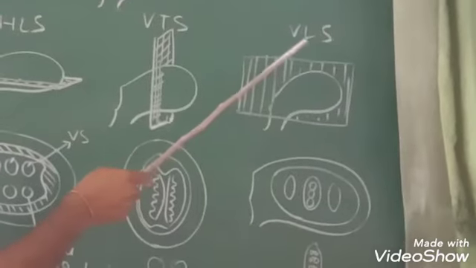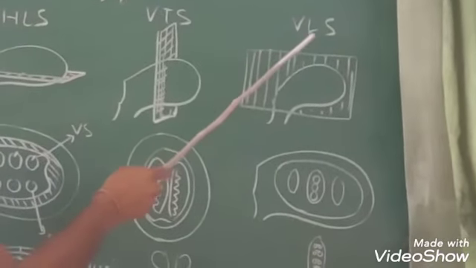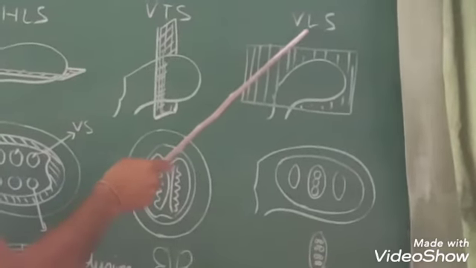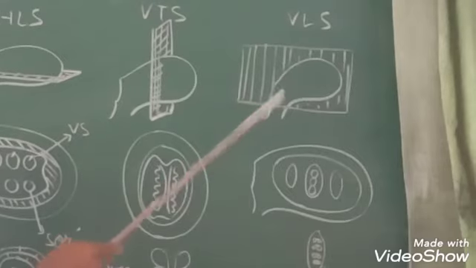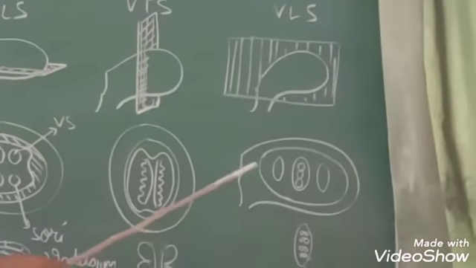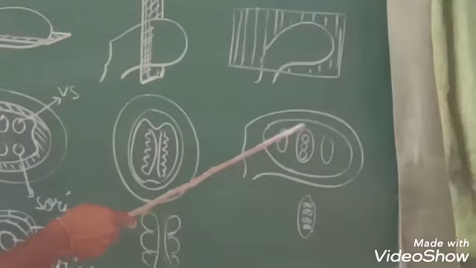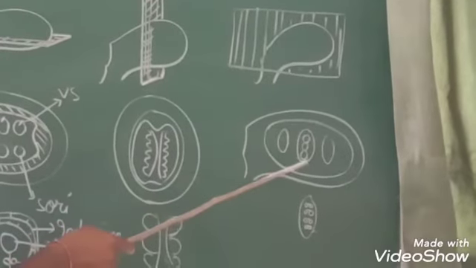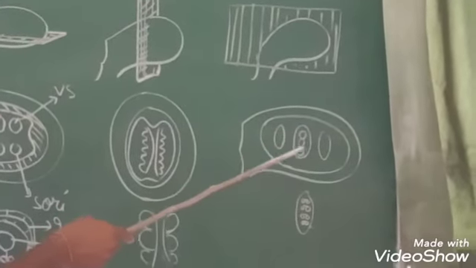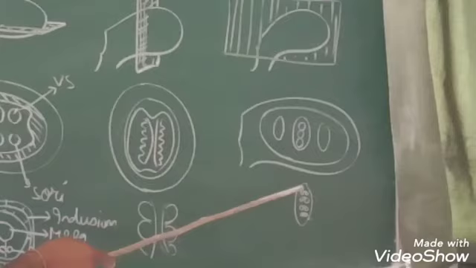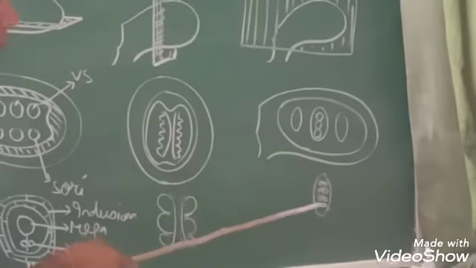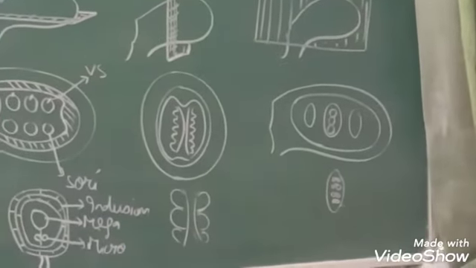Coming to the third section of the sporocarp, known as VLS, vertical longitudinal section. In this, we can see only half of the sori, and if the section is cut through megasporangia, then only megasporangia are seen, and if it is cut through microsporangia, then we can see only microsporangia.